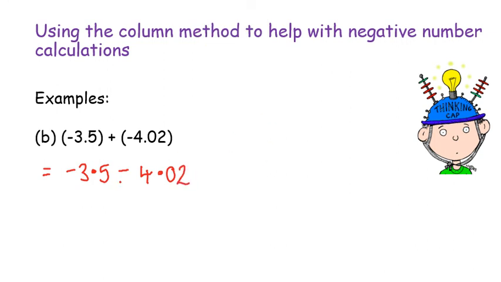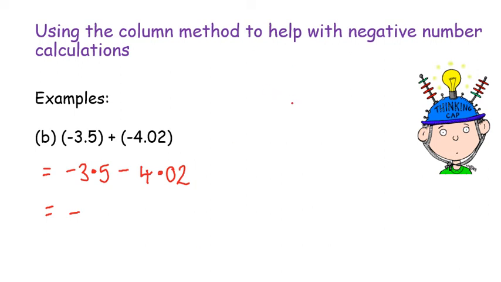Okay, so negative 3.5 subtract 4.02. Now, if you think about your number line here, if you did negative 3 and you take away 4, you would get to negative 7. So I know my answer is going to have a negative here, but I do have some more values here. I've got 5/10 and 2/100ths as well.